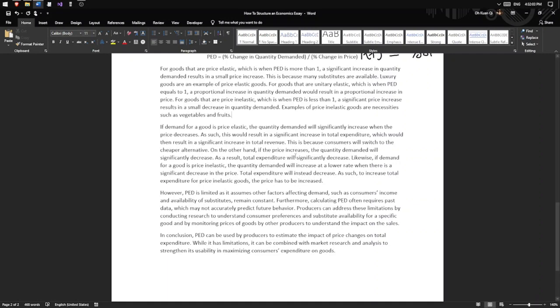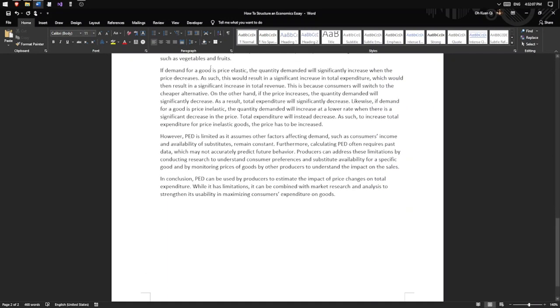If you look at the analysis, here I mentioned, if demand for a good is price elastic, the quantity demanded will significantly increase when the price decreases. As such, this will result in a significant increase in total expenditure, which would then result in a significant increase in total revenue. So I linked everything together to show the effect on total expenditure and how it will affect total revenue when it comes to the price elasticity of demand of these goods.